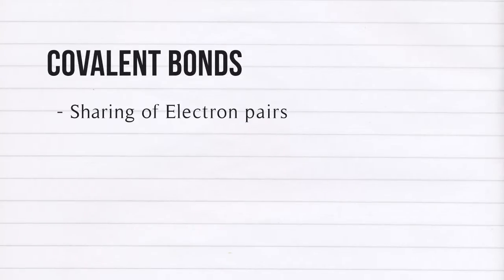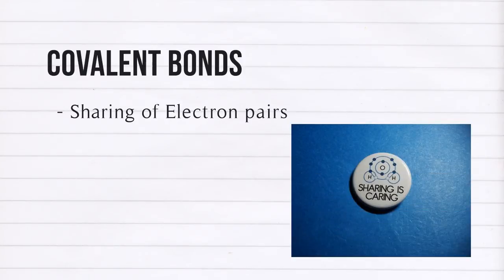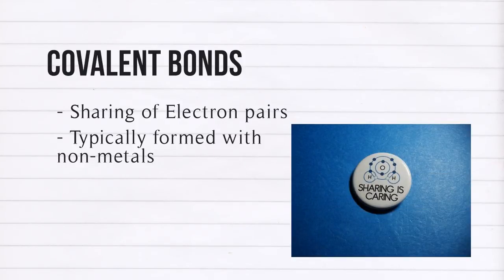Now, a covalent bond is a bond that results from the sharing of electron pairs between two atoms. These covalent bonds are typically formed with nonmetals. In a purely covalent bond, the shared electrons are owned equally by the two bonded atoms. Imagine this as two atoms sharing the pair of electrons. Both atoms own the pair of electrons.